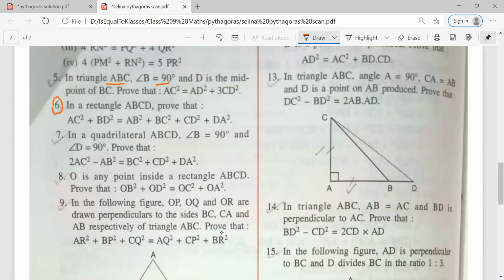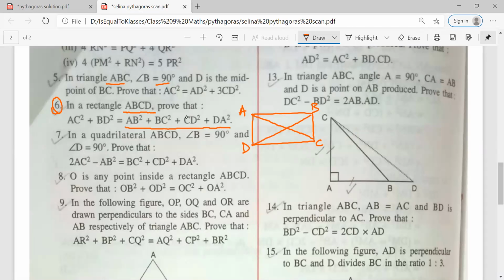Question number 6. In a rectangle ABCD. Now this is a rectangle. Prove that, if this is a rectangle ABCD, AC square plus BD square. These are the two diagonals of the rectangle, and I need to prove that these are equal to this.